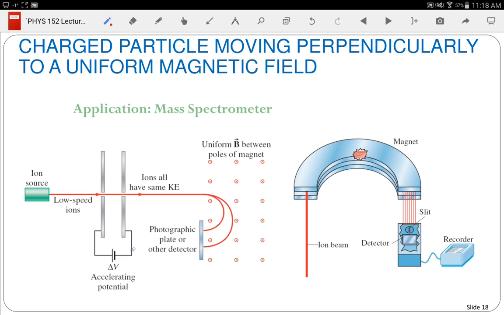So you have this stage here to make them go fast. And so you know what their speed is. And then you shoot them into a region with a constant magnetic field and you measure the radius. And since we just saw that radius is equal to the mass per charge times v over B, then I could also solve that for the mass. Mass is equal to radius times B times charge over v. And I get that relationship.